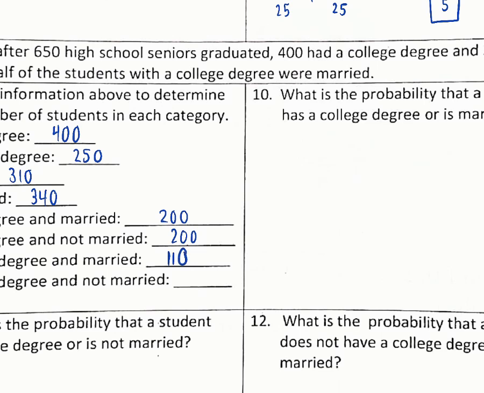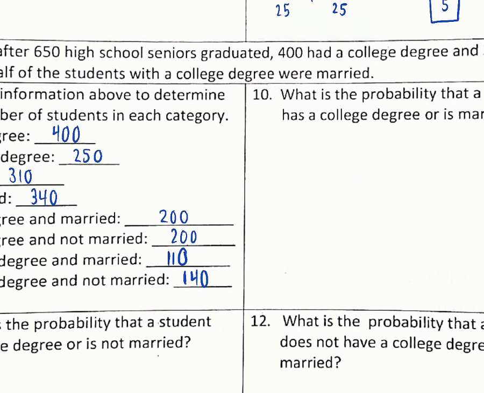The other one is not quite as hard because how many people are no college? 250. How many are no college and married? 110. So how many are no college not married? 140. So there's all my data. Sometimes it's really nice to find all this data before you start answering the next questions, okay? Let me explain. Look at this one.